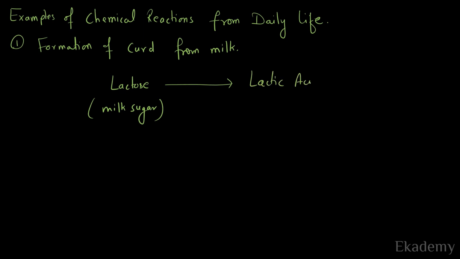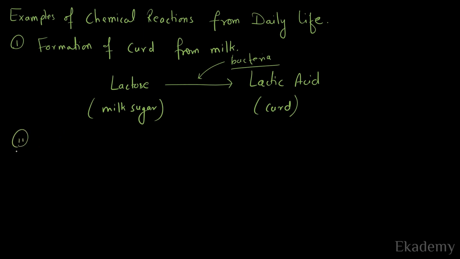Lactic acid. This is found in curd. And this process is facilitated by a bacteria. The name of the bacteria is Lactobacillus lacti. The name is not that important, but we should understand that it is a process of chemical reaction where lactose of milk gets converted into lactic acid. So the initial substance loses its identity completely and forms a new product.